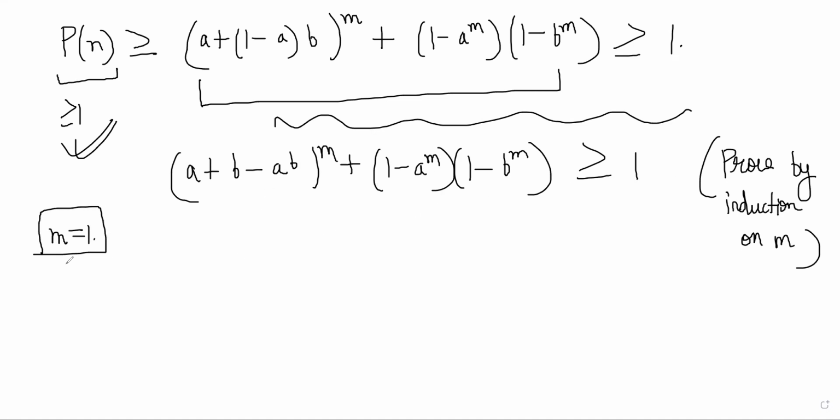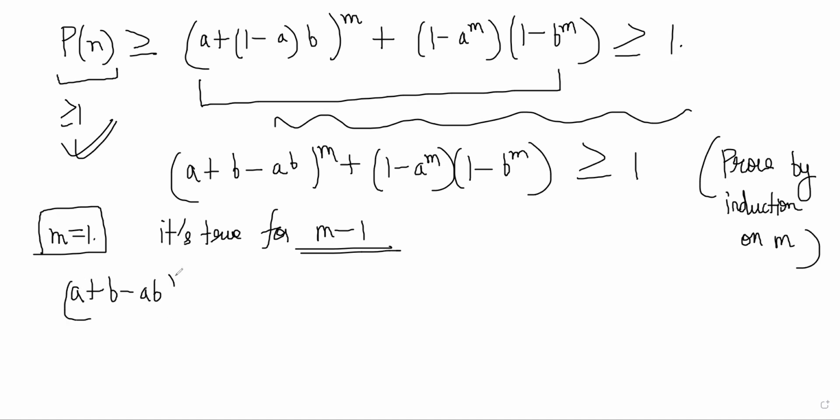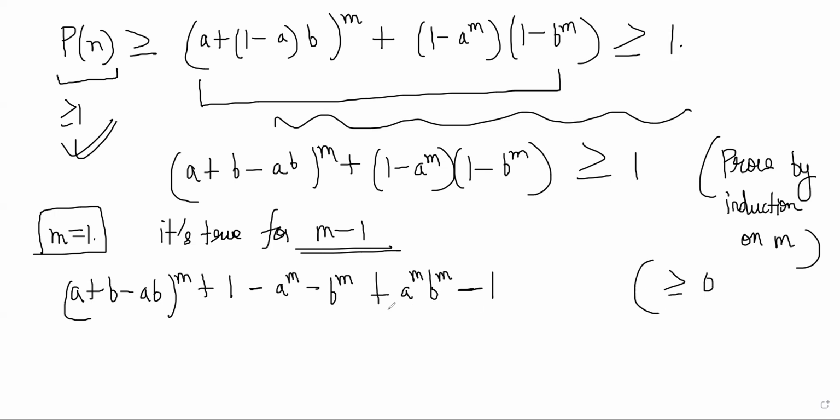We'll assume that it is true. It is true for m minus 1. Assume its truth for m minus 1 and then try to simplify the mth case. So it is (a + b - ab)^(m+1) - a^m - b^m + a^m b^(m-1). I have brought everything to this side. I want to show that this thing is greater than or equal to 0.